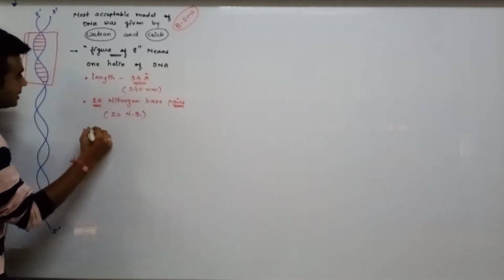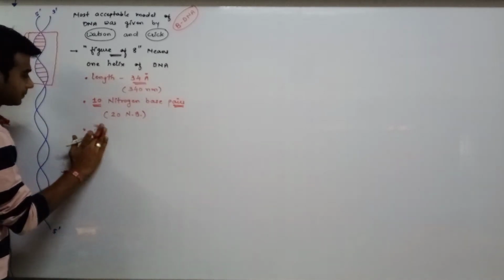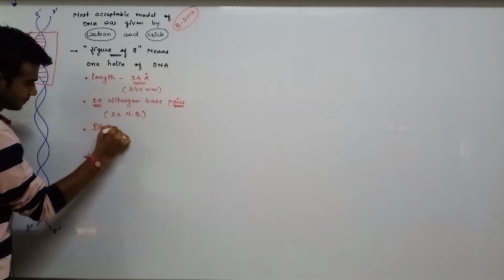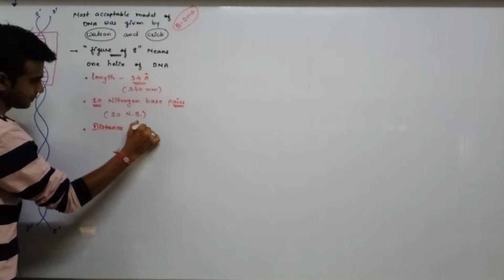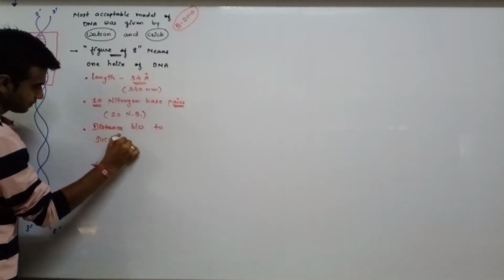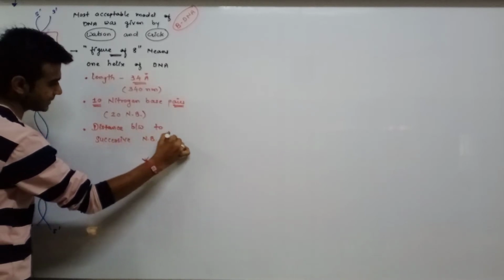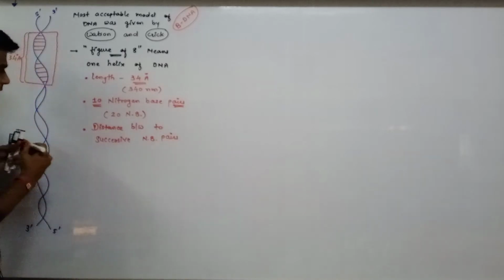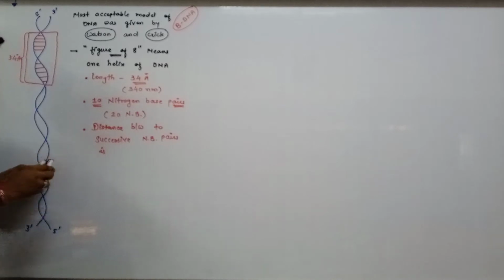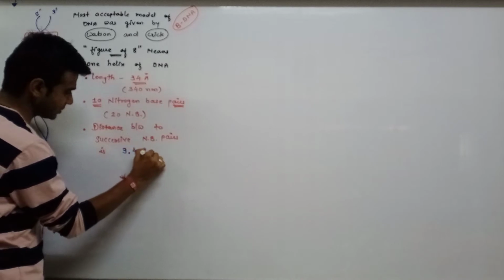So here the distance between two successive nitrogen base pairs is 3.4 angstrom.